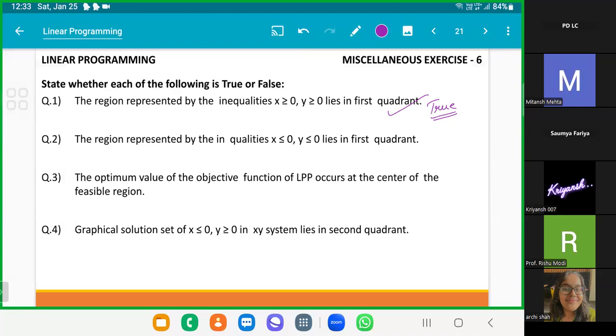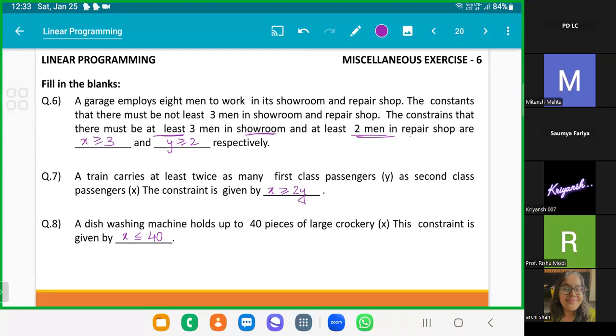Well, one second, can you please show that first class train question? Yes, this one, first class passenger. Yes, sir. In first class it is Y and in second class it is X. So, for example, what is the question? A train carries at least twice as many first class passengers as second class passengers. Okay. So, suppose, for example, I have taken one first class passenger, so how many second class passengers should be there?